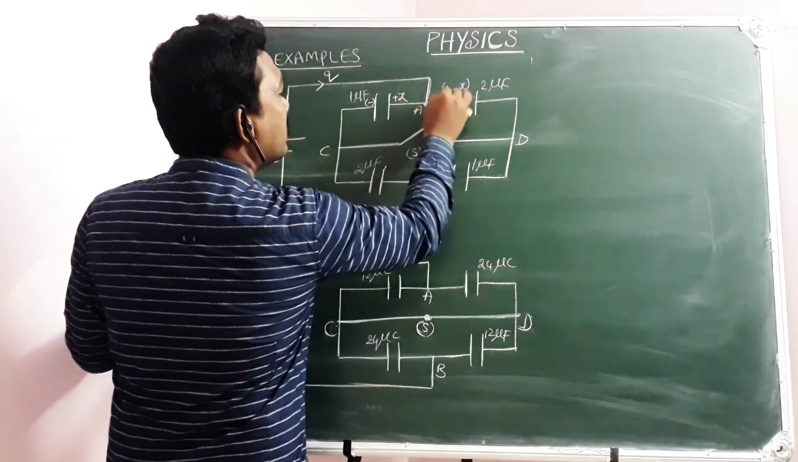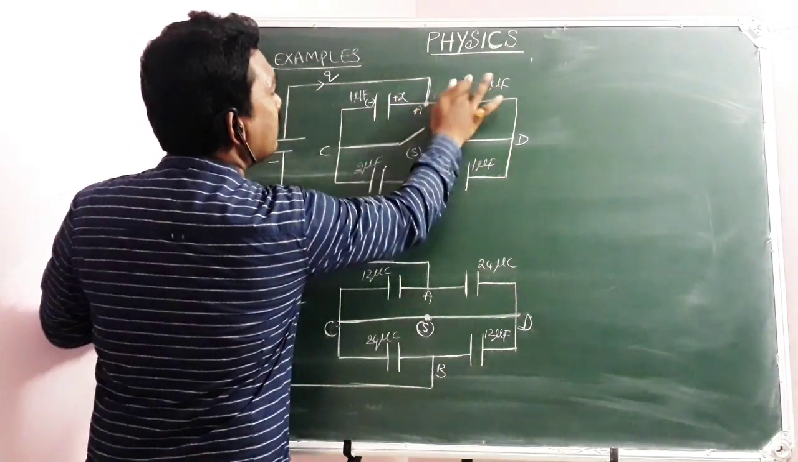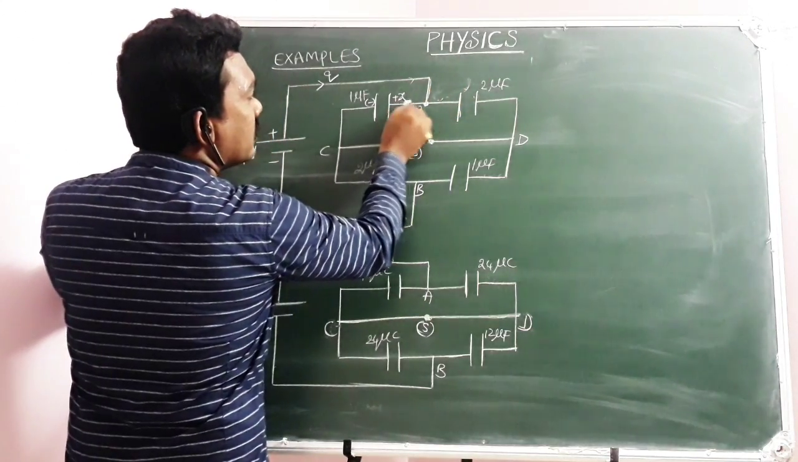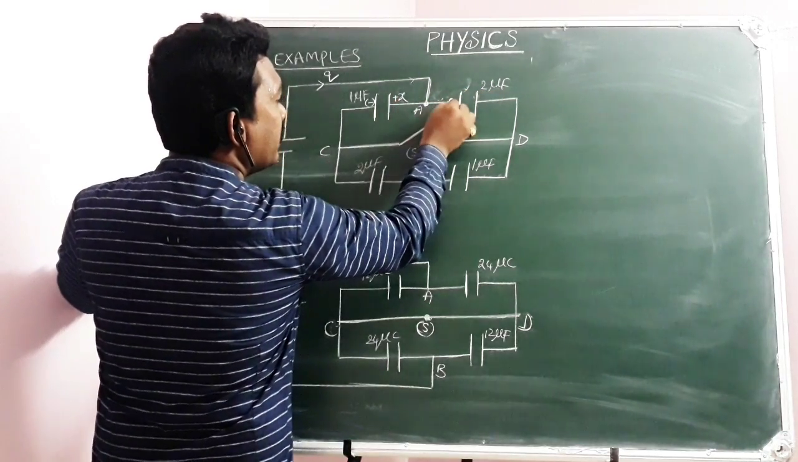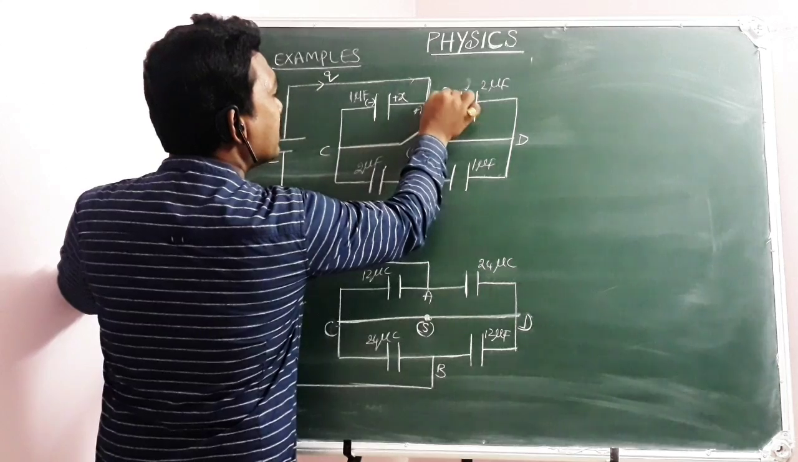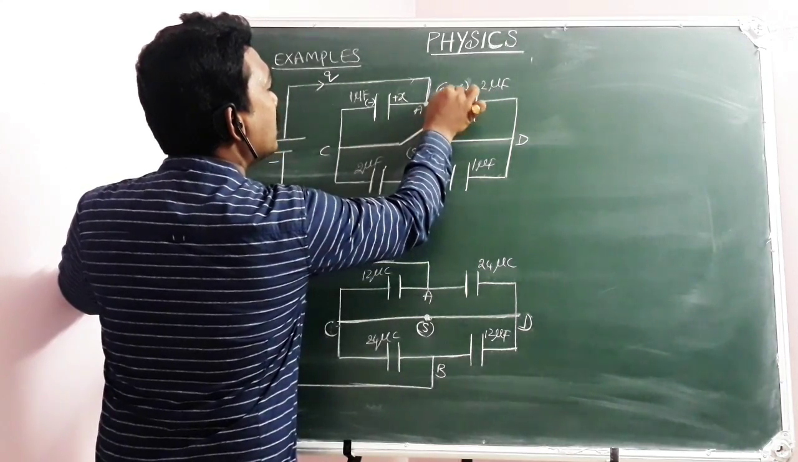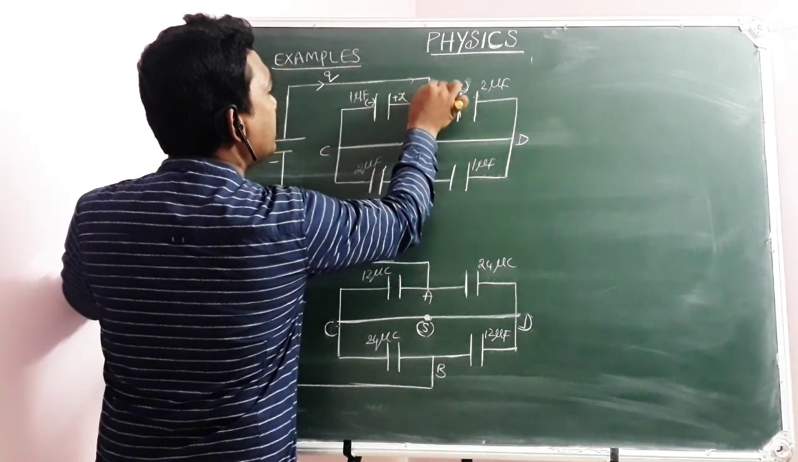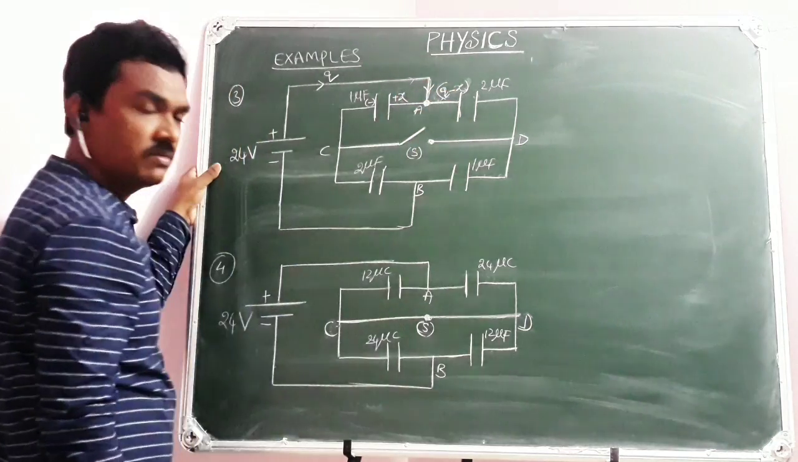Q is coming here, and here it is X. As this is X, this will be Q minus X certainly, because of the junction law of charge. Junction law of charge: the algebraic sum of all the charges meeting at a junction will be 0. Q is coming, and will be distributed as X and Q minus X.